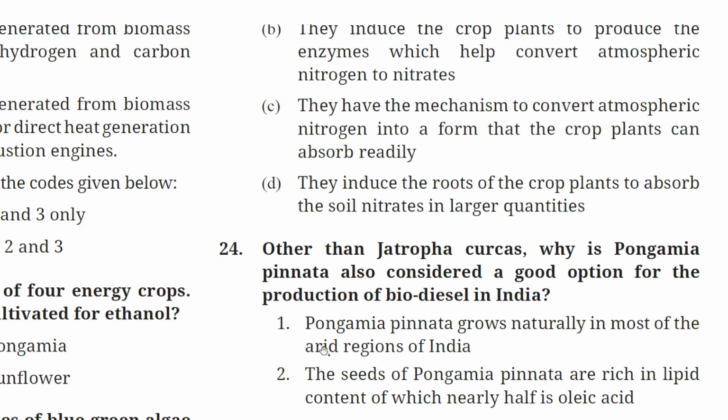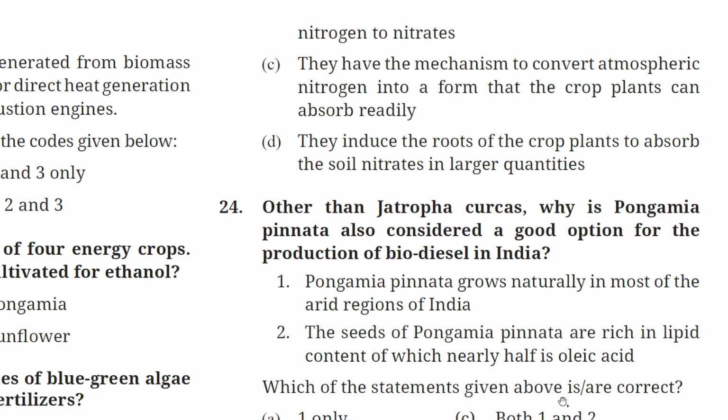Question number 4. Other than Jatropha curcas, why is Pongamia pinnata also considered a good option for the production of biodiesel in India? Pongamia pinnata grows naturally in most of the arid regions of India. We have to select the correct option. Yes, it is almost a true statement. And the seeds of Pongamia pinnata are rich in lipid content, of which nearly half is oleic acid. 1 and 2 are correct. So these are the questions about environment and ecology.